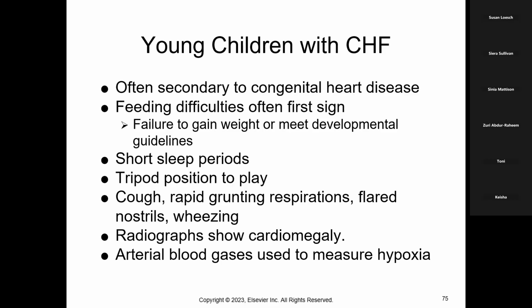They'll be irritable. They'll have short sleep periods. They may tripod, meaning they can't breathe or can't breathe well. Grunting is also a sign of respiratory distress for them. X-rays will show a large heart, and the ABGs will show hypoxia.